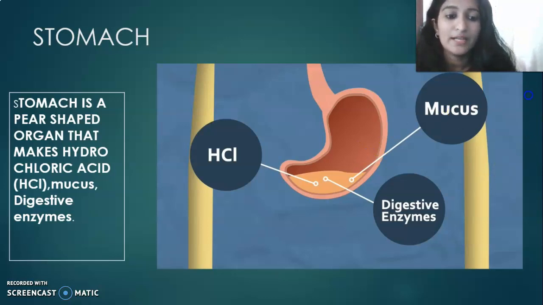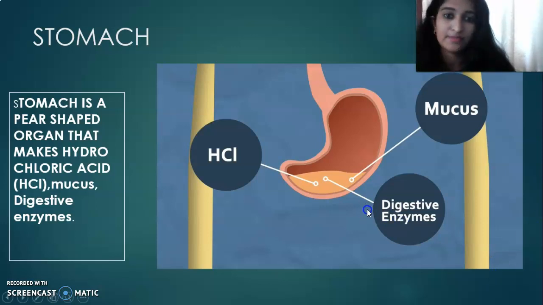Okay, we have digestive enzymes. Enzymes are chemical substances which increase the speed of a chemical reaction. We know the digestion takes about 4 hours. We need to speed it up. So in order to speed up the chemical reaction, we have the digestive enzymes.